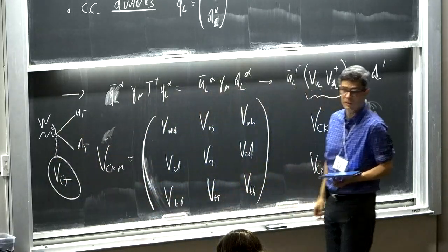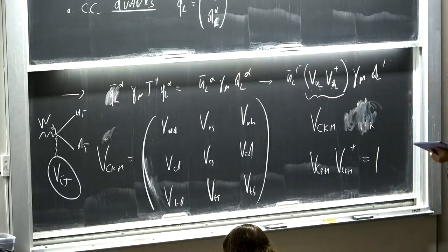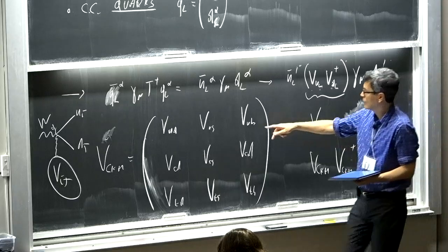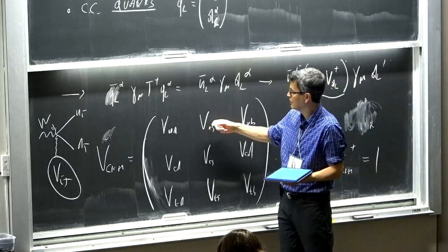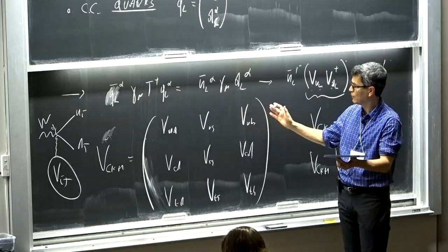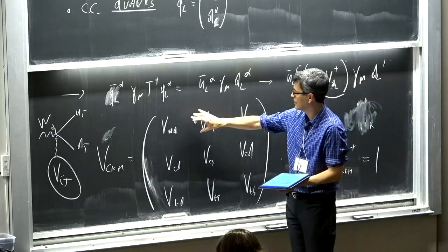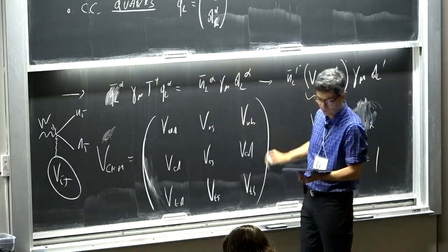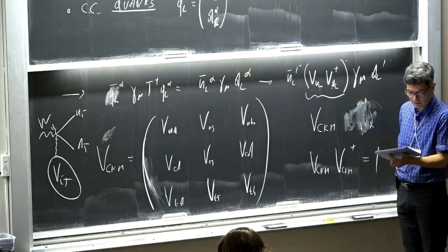So it's a very distinctive prediction and testable. Because this is a unitary matrix, the rows and columns are orthonormal vectors. So any two of them are orthogonal, but each one of them has a norm of 1. So we'll see how we can test some of these things.